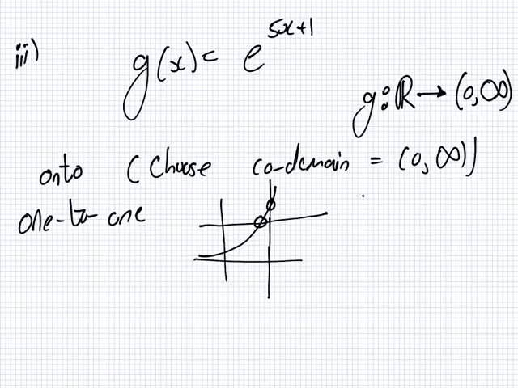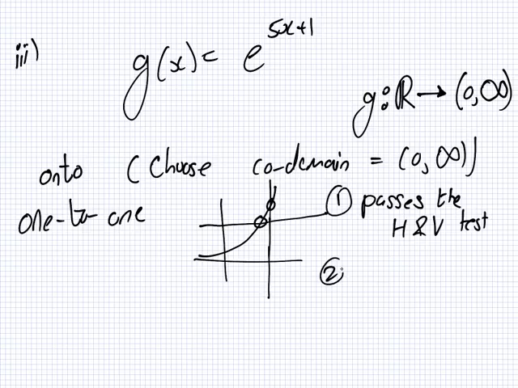You can say e power 5x plus 1 equal e power 5x plus 1, where x1 and x2 has to be different. That's the other way to do it. So it passes the horizontal and the vertical test. That's one way to show it's 1 to 1.